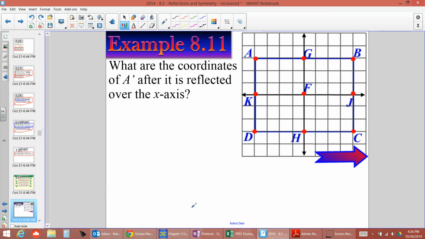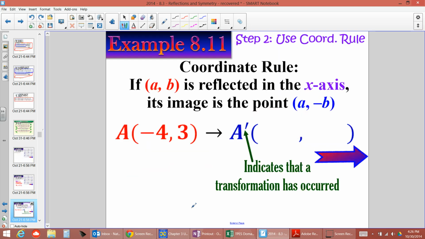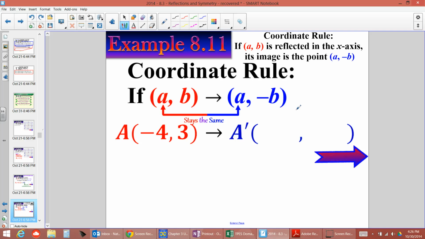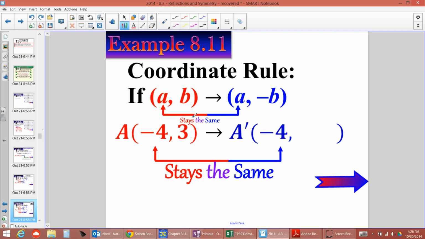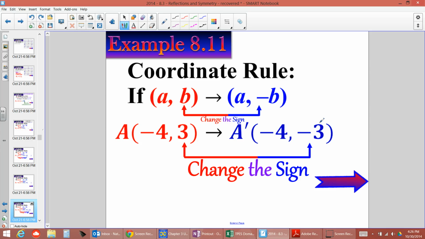So what are the coordinates of A prime after it's reflected over the x-axis? First, A is negative 4, 3. So I use my rule for the x-axis to say (a, b) becomes (a, negative b). A stays the same. It doesn't change. So negative 4 stays negative. Now notice b changes the sign. So 3 becomes negative 3. And there's my new point.